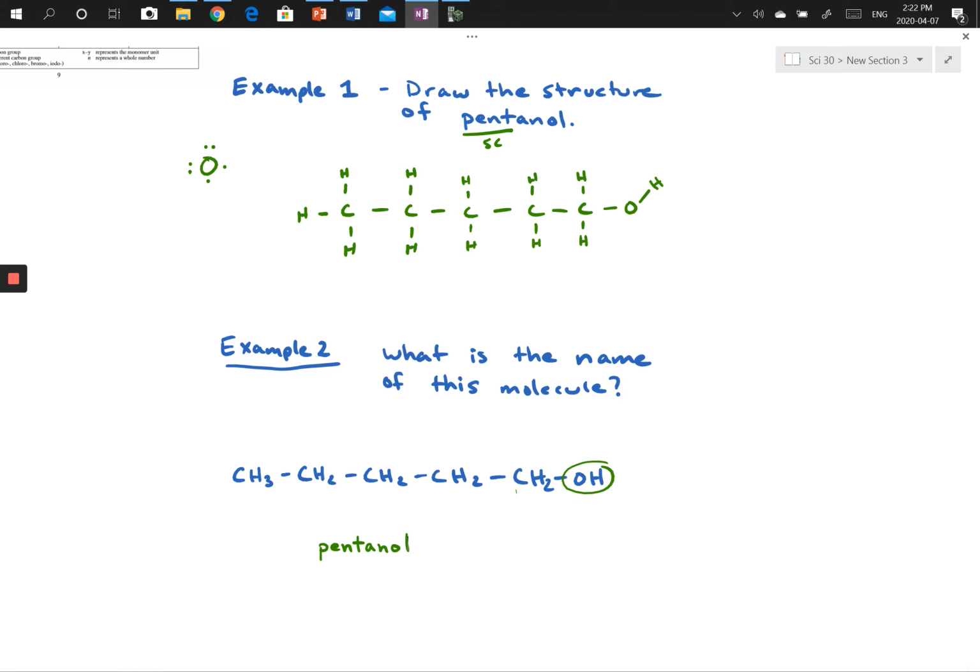Okay. Now, sometimes you might be wondering, okay, well, what if this hydroxyl group is on this carbon? It's attached to somewhere in the middle of the molecule. We would have a way that we would name that. We would call it pentan-2-ol, or if it was this one, it'd be pentan-3-ol. But we are going to just focus on the basics right now for our online course. And so the hydroxyl group is always going to be at the end, and we're going to keep that simple.